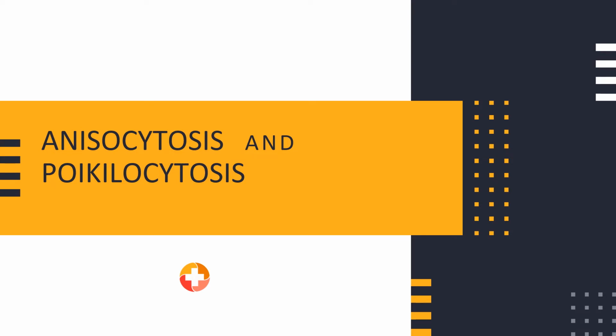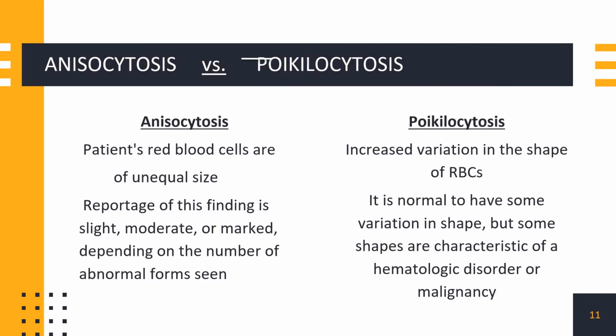Now let's define the terms anisocytosis and poikilocytosis, and they are helpful in certain types of anemia. Let's compare the two terms. Anisocytosis is a state wherein the patient's red blood cells are of varying or unequal size, and we report the degree of anisocytosis as slight, moderate, or marked, depending now on the number of abnormal forms noted.